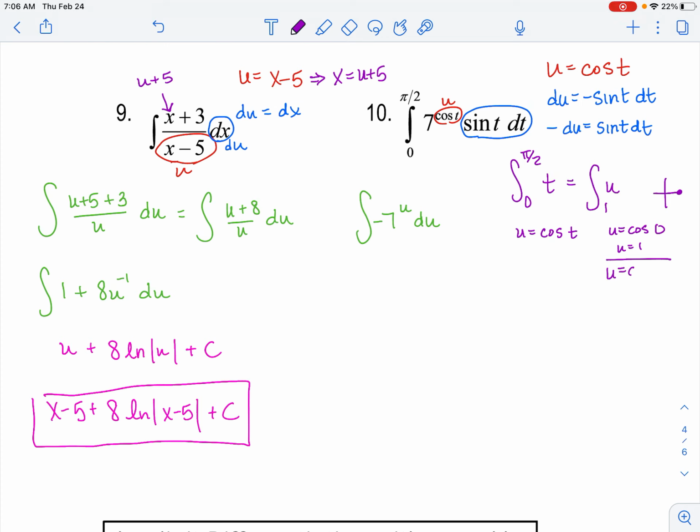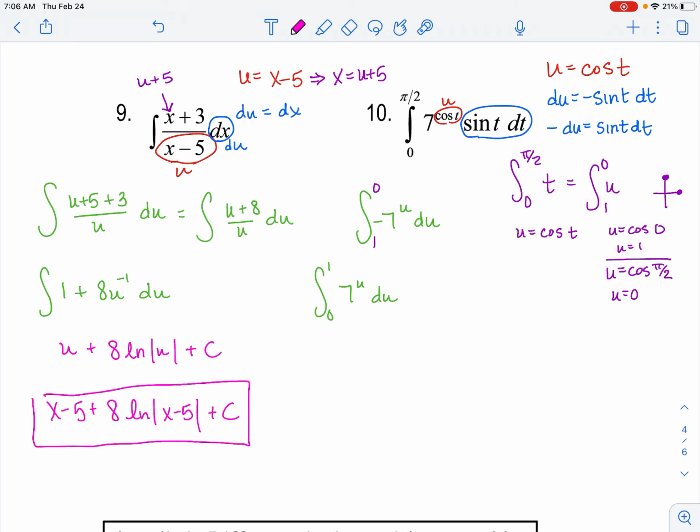And then for pi over 2, u equals cosine pi over 2. That is straight up at a 90-degree angle, so that cosine is 0, so u is 0. So our bounds are 1 to 0. Now you may look at that order and not like it because it's going from 1 to 0, which is backwards. And so we can flip that, and flipping that changes that negative to a positive, so it's kind of a win-win overall. We get to go in the right order, 0 to 1, and that becomes positive, the integral of 7 to the u du.